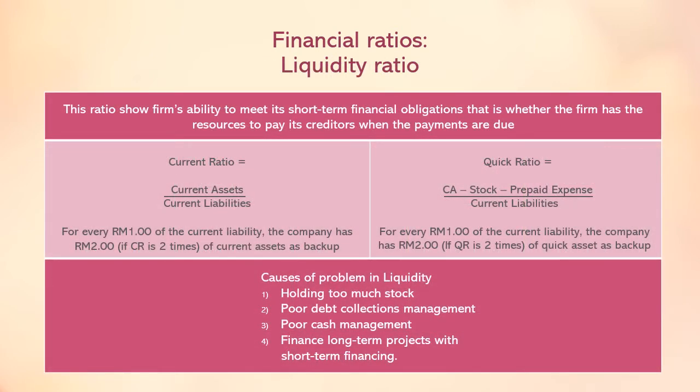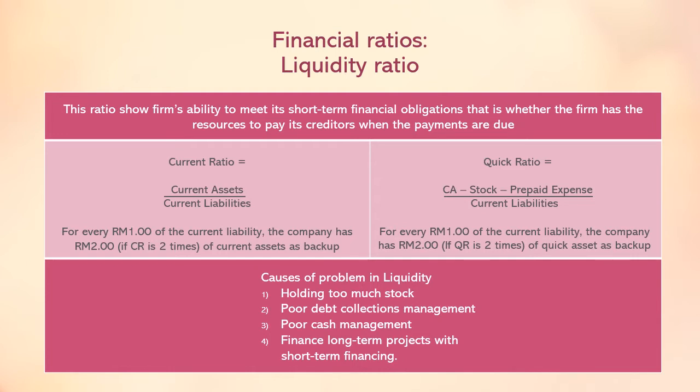Now we go into the liquidity ratios. As I have discussed before, this ratio shows the firm's ability to meet its short-term financial obligations, that is, whether the firm has the resources to pay its creditors when the payments are due. There are 2 ratios that we can use to assess the firm's liquidity. One is the current ratio. The second is the quick ratio, also known as the acid test ratio. Those are 2 interchangeable terms to show the company's ability to pay short-term obligations.